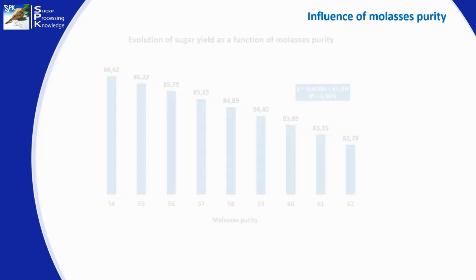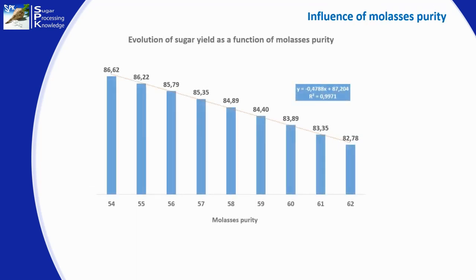We will now study the influence of molasses purity. We will set the sugar content at 17%, thick juice purity at 92%, and total sugar losses at 0.6% on beets. We will vary molasses purity and we will see the impact of this variation on sugar yield.